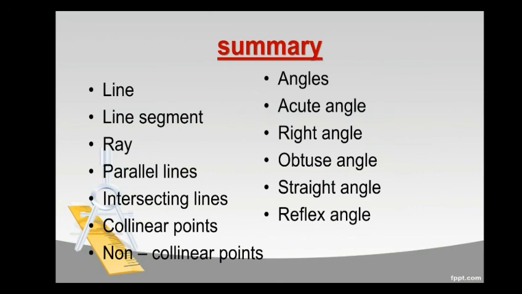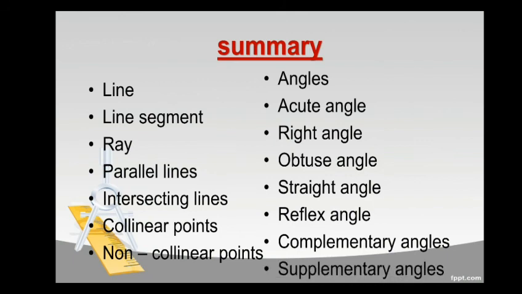After seeing these angles, we have seen complementary angles. Two angles are called complementary angles if their sum is 90 degree. And then we have seen supplementary angles. Two angles are called supplementary angles if their sum is 180 degree. So this is what we have recalled in this video.